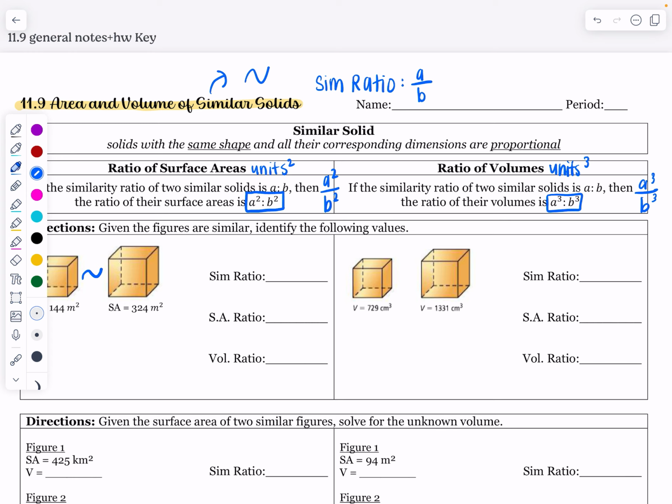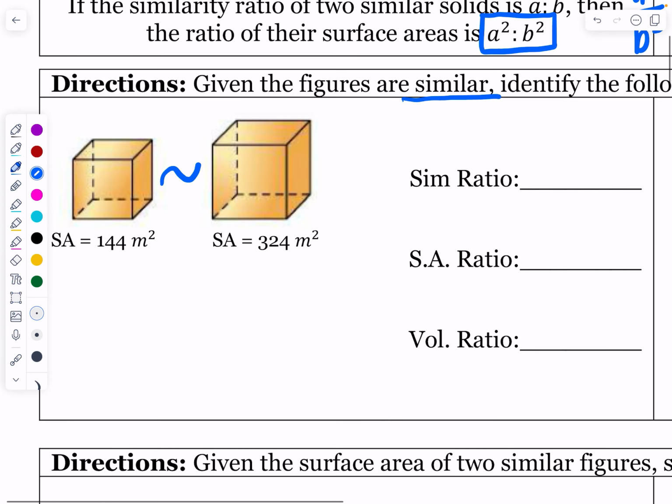So the next set of directions say, given that the figures are similar, identify the following values. We can only do this because it says that they're similar. And so because these are similar, we know that the similarity ratio is going to be A over B. Even though I don't have any dimensions on these pictures, I know that the similarity ratio is going to be A over B, the surface area ratio is going to be A squared over B squared, and the volume ratio is going to be A cubed over B cubed. So in class, we talked about that kind of like a video game. It's 3 different levels: to the first power, to the second power, to the third power.